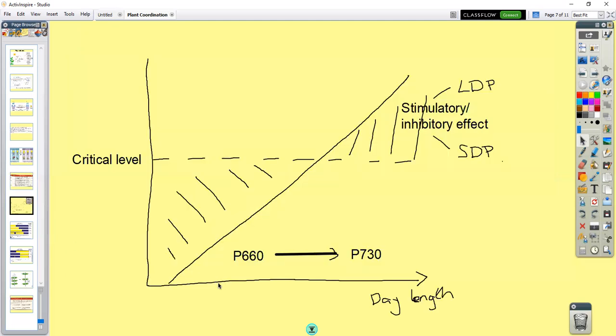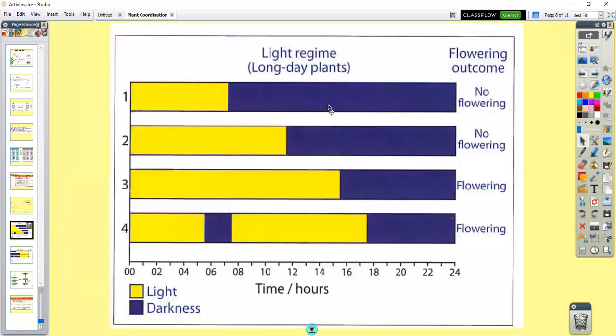Okay, this little graph is just showing that if your day length increases here, your P660 is converted to P730, so the level of P730 would increase over that day length above the critical value here, and it would have that stimulatory effect on your long day plants, inhibitory effect on the short day plants. Okay, some other light regimes as well you can see here.